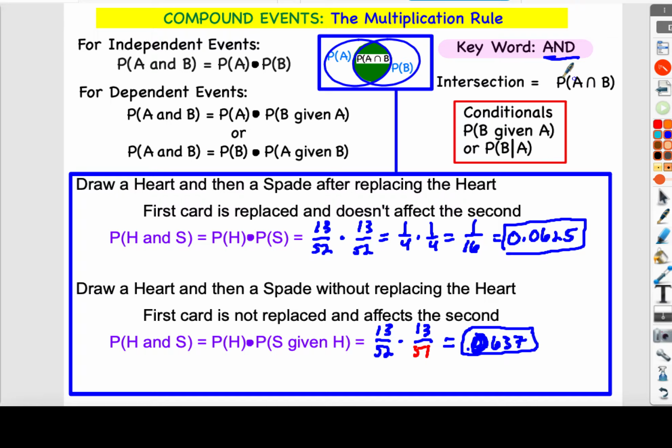Both of them are the intersection of those two events. We want the probability of A, the first thing happening, multiplied by the probability of B. The only question is, do we want the probability of B as though A never happened, or the probability of B given that A already happened, given that A affects B, given that it was conditional upon A?